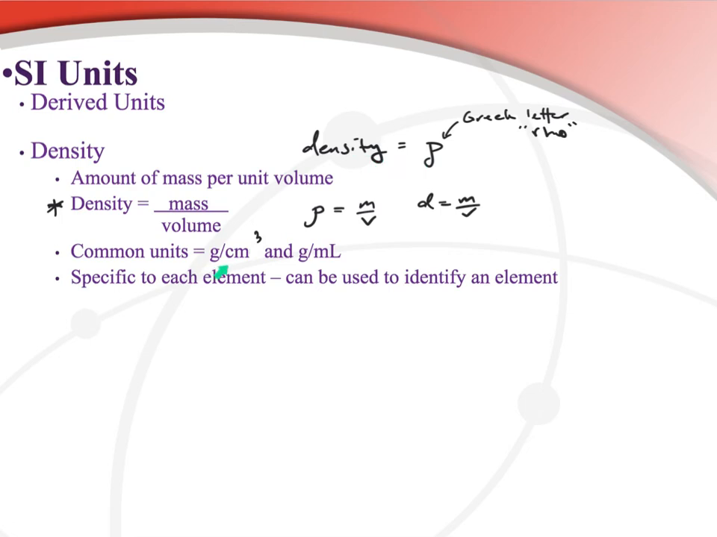The units here are usually grams per cubic centimeter or grams per milliliter. That's because mass is measured in grams and volume is either cubic centimeters or milliliters.